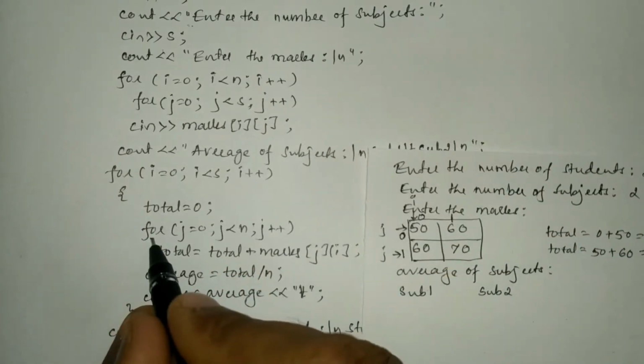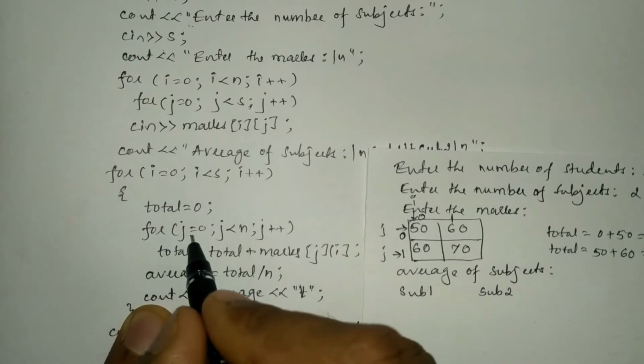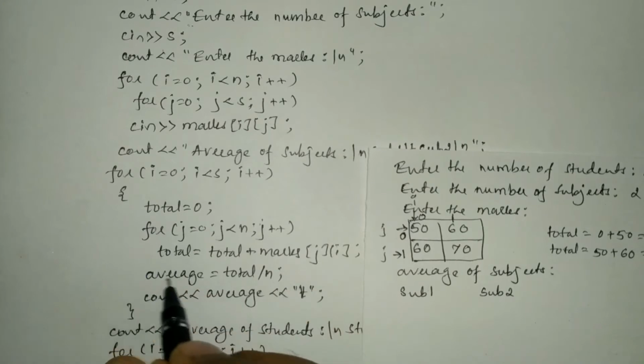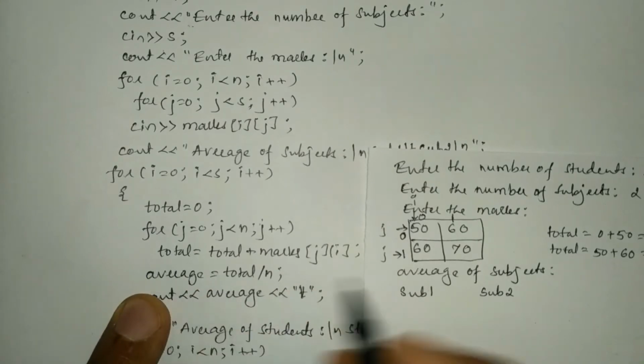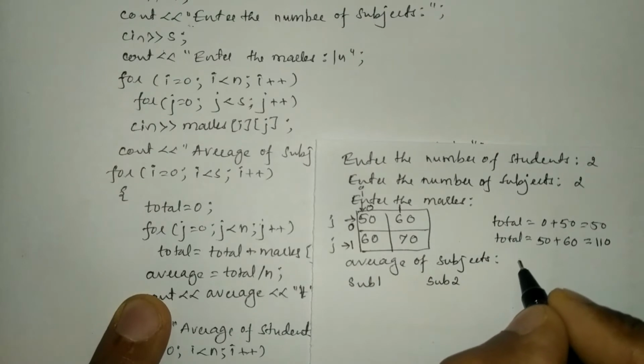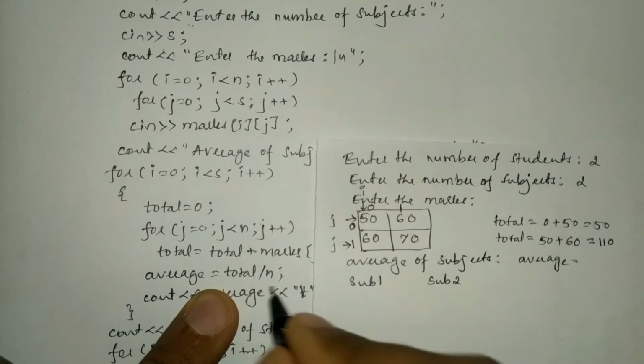Okay, so again control transfers to inner for loop by incrementing the value of J by 1. Now J is 2. 2 is less than 2? No, condition fails. Once the condition fails, then average will be calculated. So here we are going to calculate average. Alright, average is equal to total divided by n.